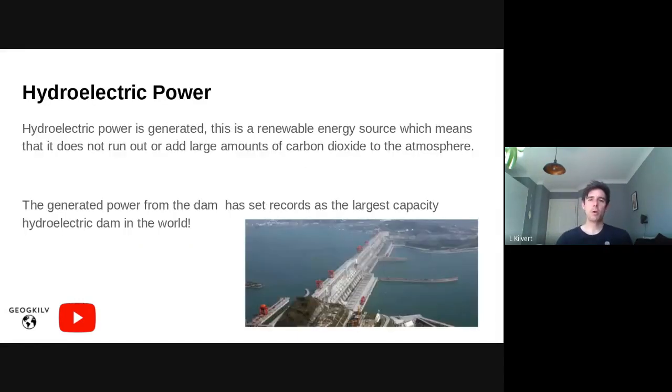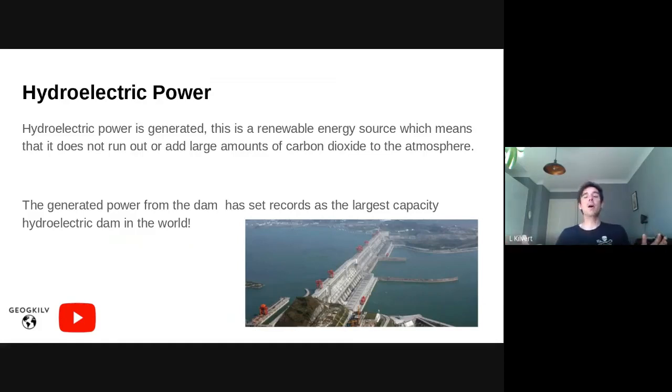The second one that I want to come to is one that we also covered a little bit last lesson, which was hydroelectric power. So remember, if we've got the world's largest dam, we're going to get a truckload of energy from this hydroelectric power plant. Hydroelectric power is a renewable energy source. It means it doesn't run out and it doesn't add large amounts of CO2 to the atmosphere. So potentially, what we've got there is an environmental advantage.